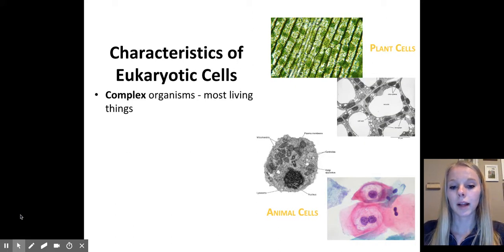More complex organisms are made of eukaryotic cells. Most living things are eukaryotic. Plants and animals are great examples. However, eukaryotic organisms also include fungi and protists. So remember, you are a eukaryote.